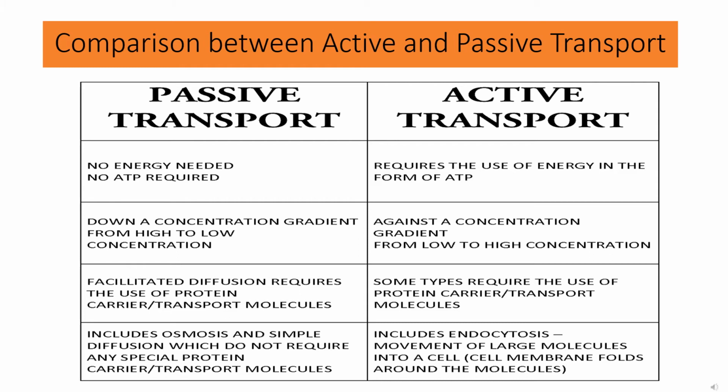In passive transport, facilitated diffusion requires the use of proteins, but in active transport, some types require the use of proteins and some do not. In passive transport, osmosis and simple diffusion do not require any special protein. But in active transport, we can see the movement of large molecules into a cell, meaning the plasma membrane or cell membrane, floating around the molecules. These are the basic differences between passive transport and active transport.